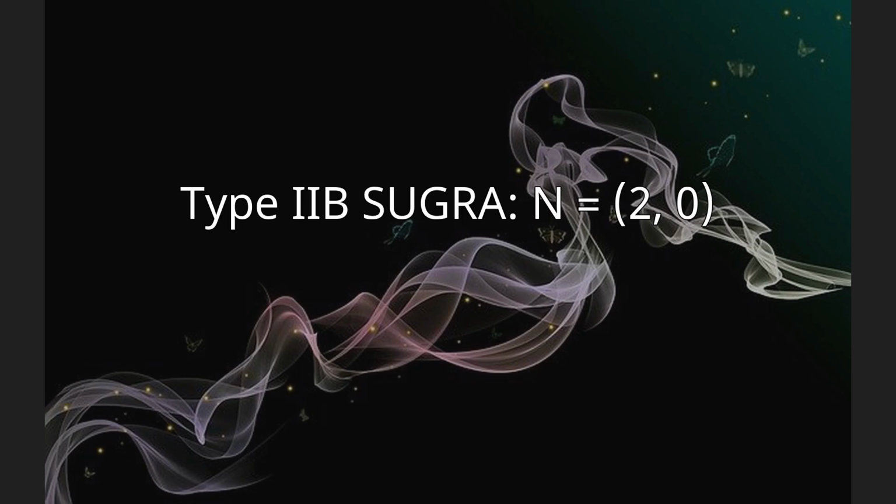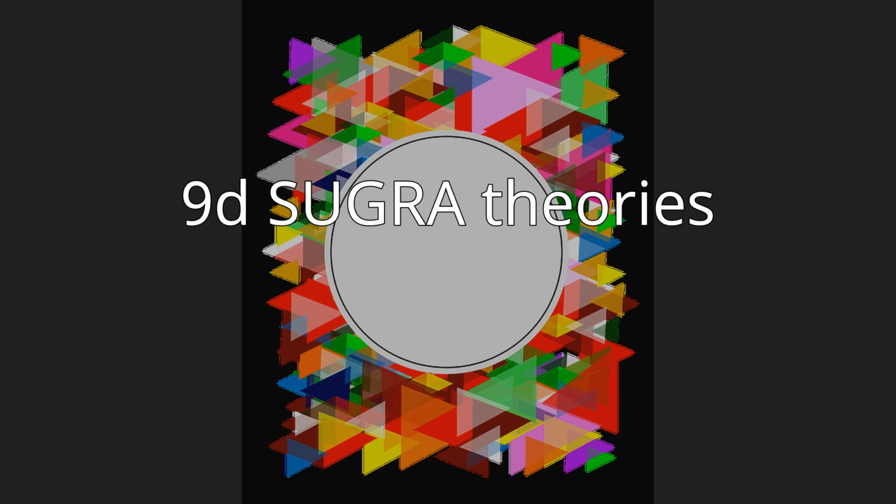Type IIB SUGRA N equals (2,0), Type I gauged SUGRA N equals (1,0). 9D SUGRA theories.